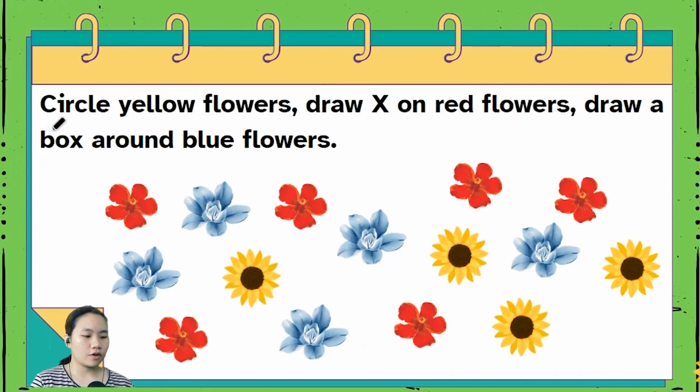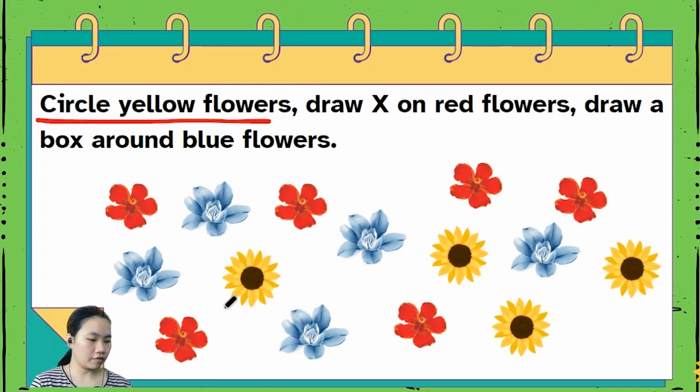Sounds very exciting. So for our first exercise, we have: circle the yellow flowers, draw X on the red flower, draw a box around the blue flower. Now this sounds a lot, right? This sounds very much. So we're just going to move through it one by one. Let's tackle the circle yellow flower first.